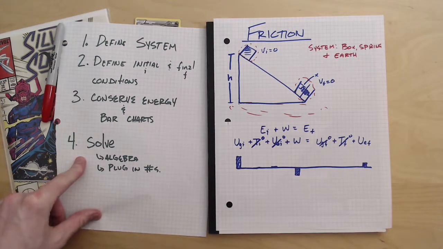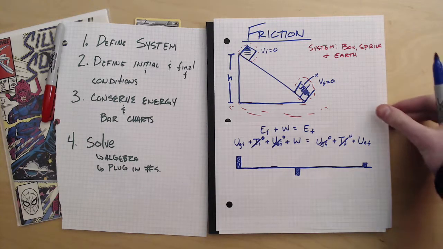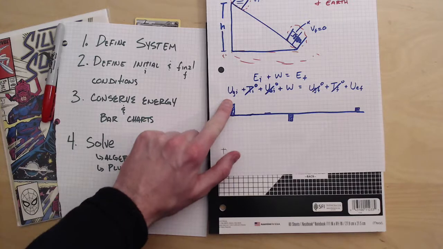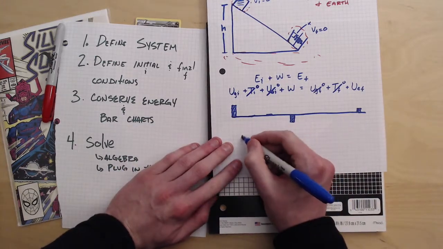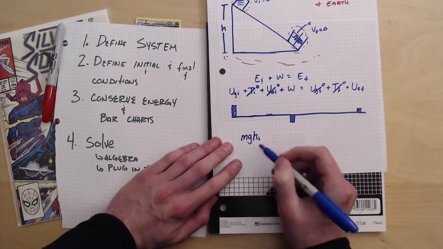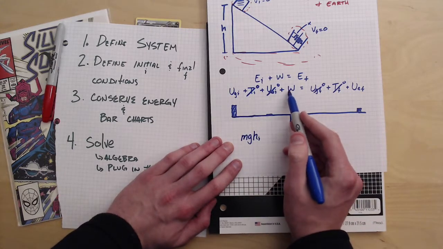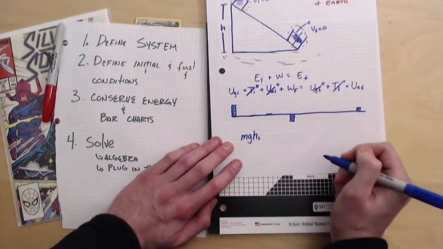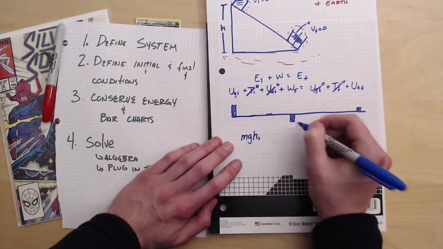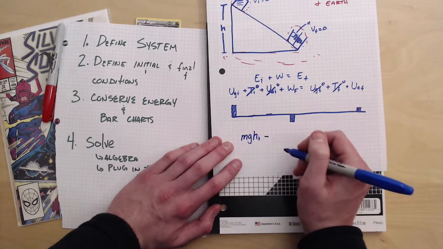Step 4. We need to set up our equation and solve for what it is that we're trying to find. So let's set up our equation now. So we have the gravitational potential energy. Remember, that equation goes like mgh initial, the mass times gravity times the height. This one is 0, this one is 0, and now we have this work done by friction. But notice that instead of adding to the system, it's going to be taking away. So we actually have to subtract the work done by friction.